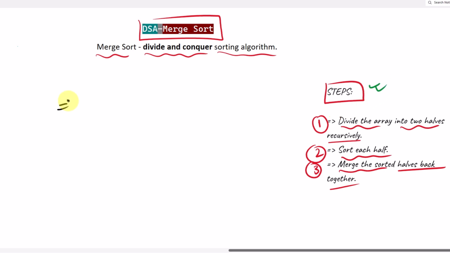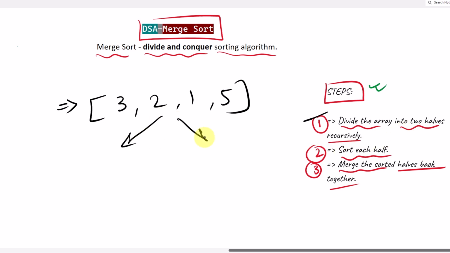As an example, suppose we have the values 3, 2, 1 and 5. Now to sort them, first of all, we have to divide them recursively into two halves. So let's just divide them into two halves. Here in the first half, we're going to have 3 and 2. And in the second half, we're going to have 1 and 5.